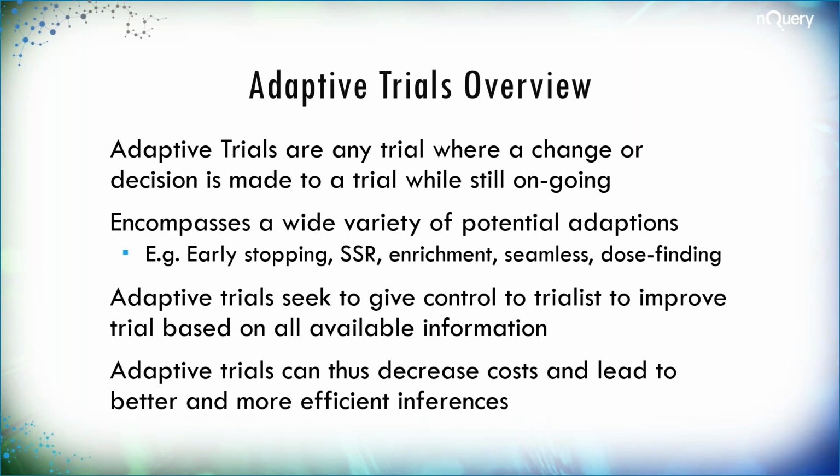But adaptive trials are basically any trial where a change or decision is made to or about the trial while it's still ongoing. Obviously that encompasses a wide variety of potential adaptations, and this is just a really small selection on this slide. The earliest type of adaptive trial, a group sequential trial, had early stopping, where you can stop the trial given that the evidence is really strong, either against or for your proposed treatment being effective, based on the evidence so far. Sample size re-estimation will be the one we'll be focusing on today.